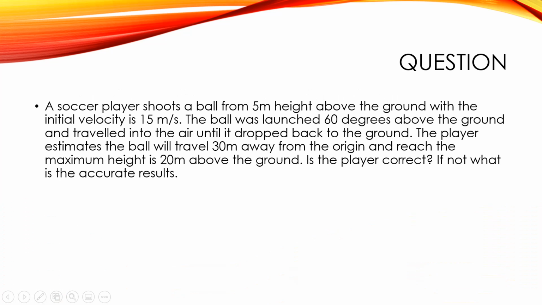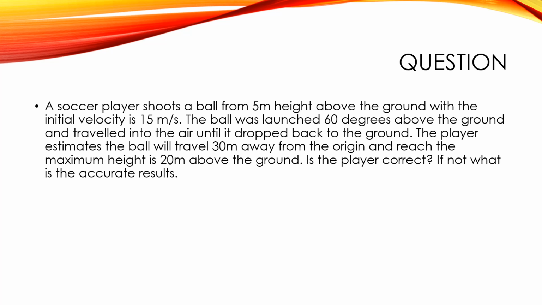A soccer player shoots a ball from 5 meters high above the ground, with the initial velocity of 15 meters per second. The ball was launched 60 degrees above the ground and traveled into the air until it dropped back to the ground. The player estimates that the ball will travel 30 meters away from the origin and reach the maximum height of 20 meters above the ground. Is the player correct? If not, what is the accurate result?